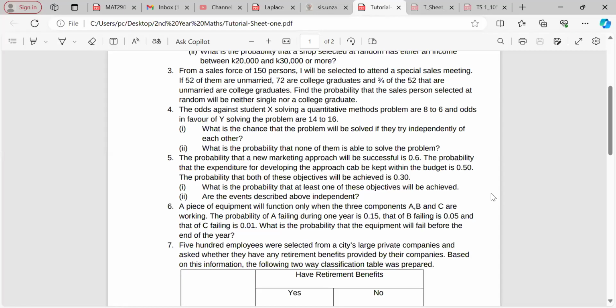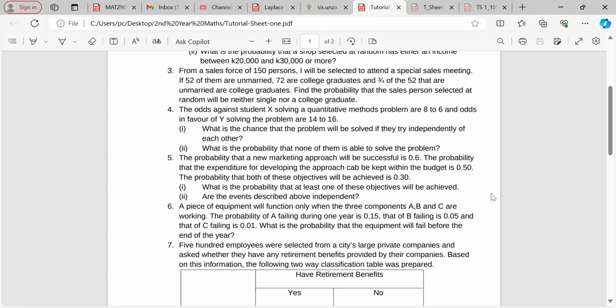Question 6 says, a piece of equipment will function only when the 3 components A, B, and C are working. So the probability of A failing during 1 year is 0.15. That of B failing within 1 year is 0.05. And that of C failing within 1 year is 0.01. What is the probability that the equipment will fail before the end of the year?